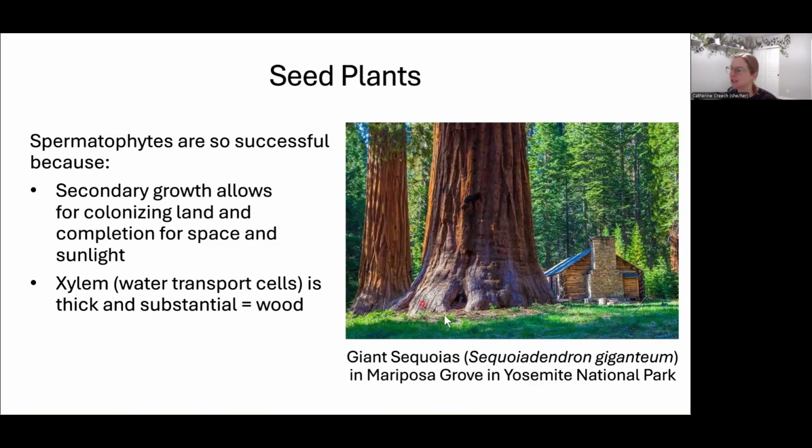Here's a picture of the giant sequoias, Sequoiadendron giganteum, in Yosemite National Park in California. And this is in contrast to this building in the background. Some of these trees are so big that they have cut big holes into the base and you can drive cars through them. It's pretty incredible.